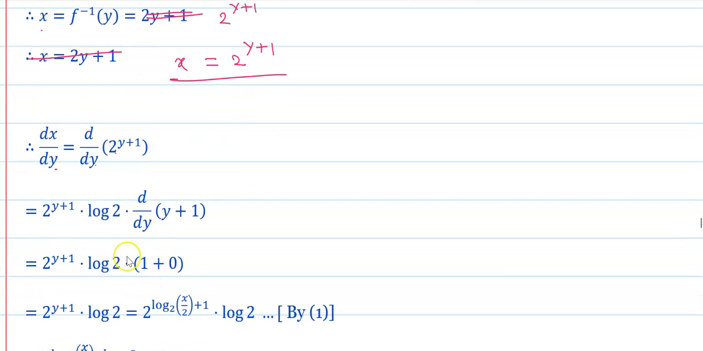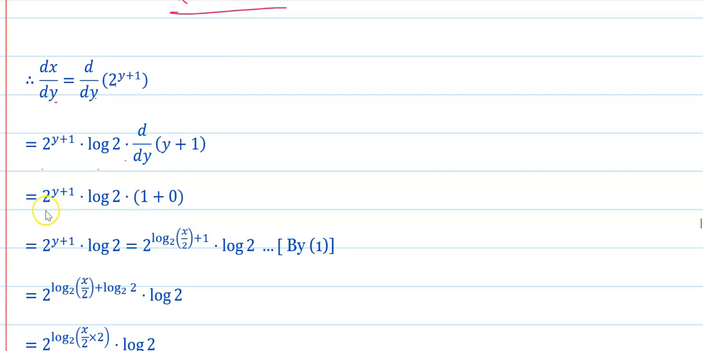Now the derivative of 2 raised to y plus 1 is 2 raised to y plus 1 into log of 2 into d/dy of y plus 1. The derivative of y is 1 and the derivative of 1 is 0. And hence it is 2 raised to y plus 1 as it is, times 1 into log of 2, which is log of 2.